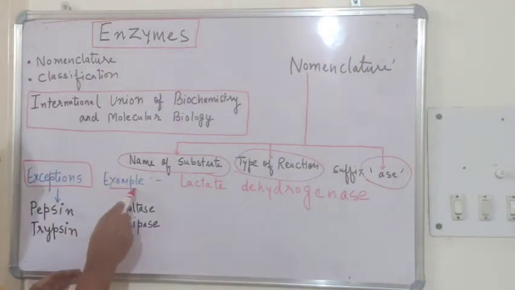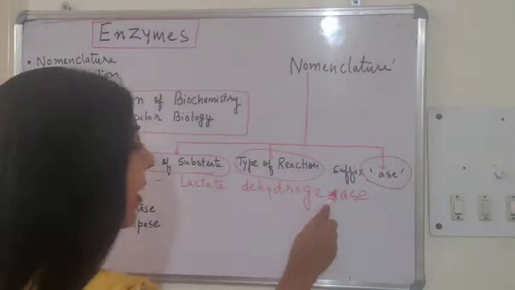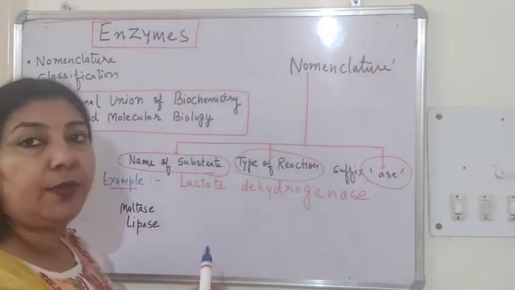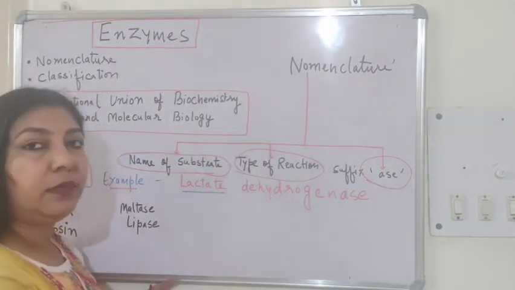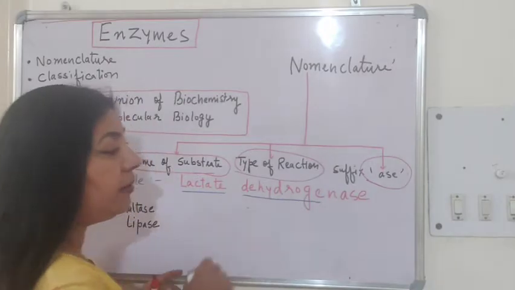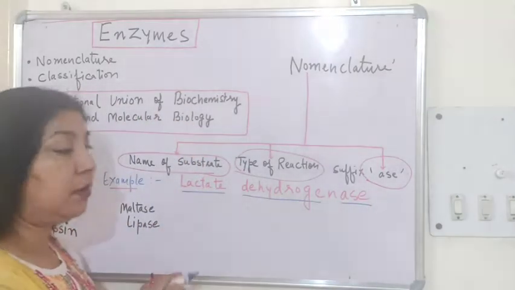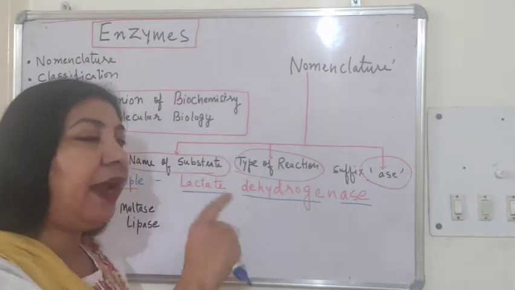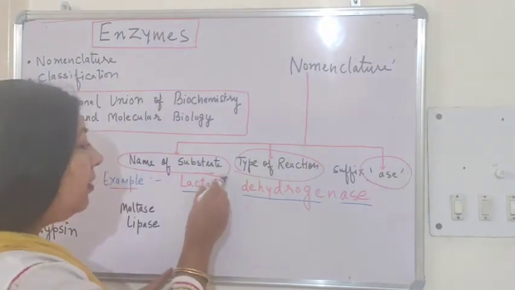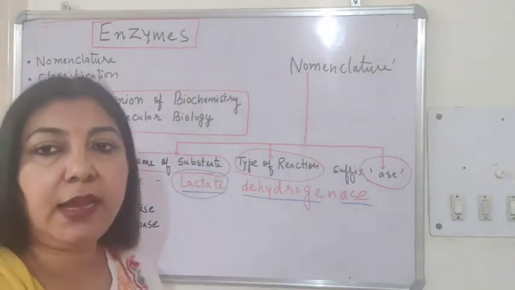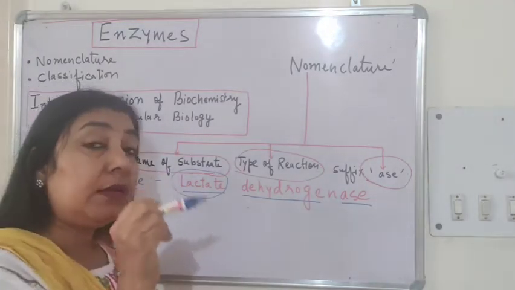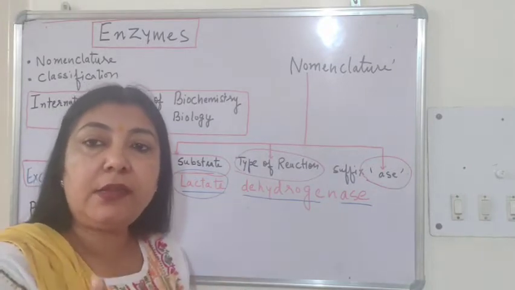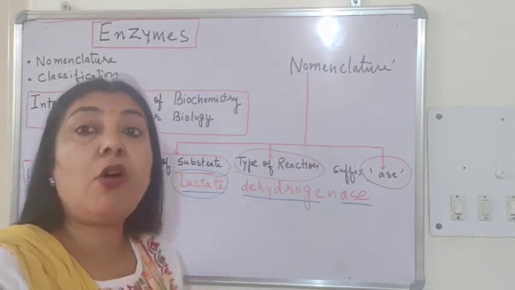For example, the enzyme lactate dehydrogenase. When we talk about this enzyme, there are three parts. One is the lactate part, second is the dehydrogen part, and third is the ase part. This means the enzyme lactate dehydrogenase acts on the substrate lactate, that is lactic acid. Then it catalyzes the dehydrogen type of reaction, means it is basically acting as a redox reaction.